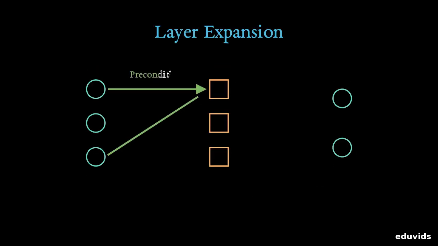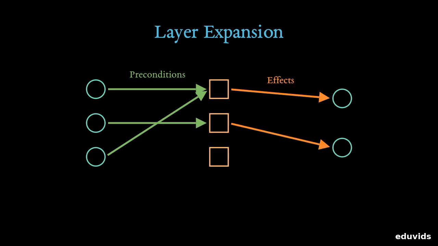We keep alternating between these proposition layers and action layers. When we add these layers, we include every action whose requirements are met by the previous layer. If the first layer says block A is clear, we add the action to pick it up. We do this for every possible move simultaneously. This creates a wide, branching structure that shows us all reachable states at each step in time.